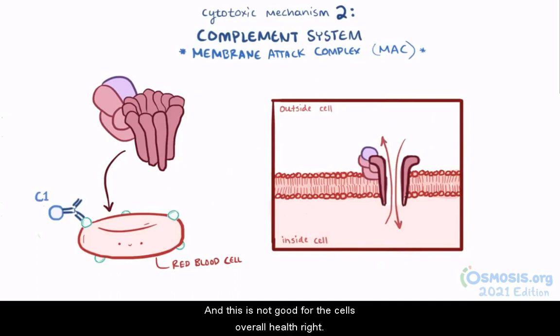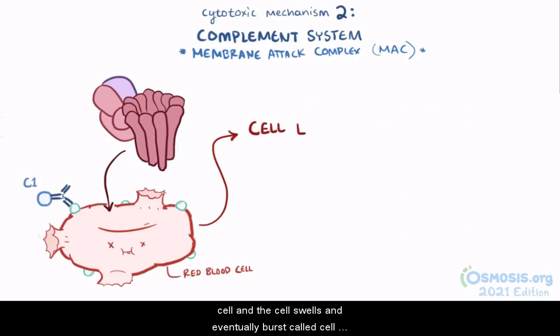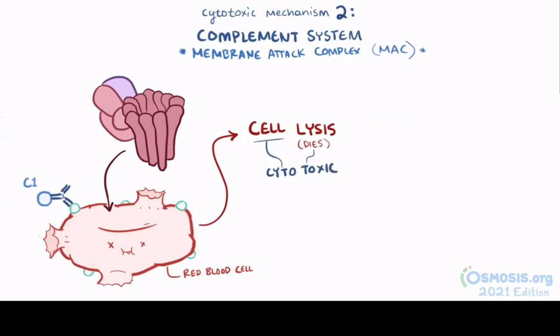And this is not good for the cell's overall health, right? Because due to the osmotic difference, fluid rushes into the cell, and the cell swells and eventually bursts, called cell lysis, and it dies. And that's the second mechanism, and this is where the name cytotoxic comes from.